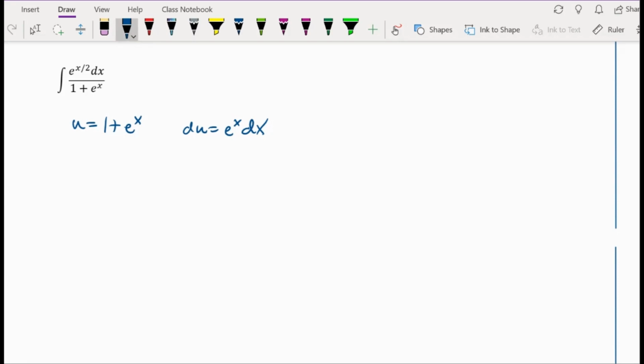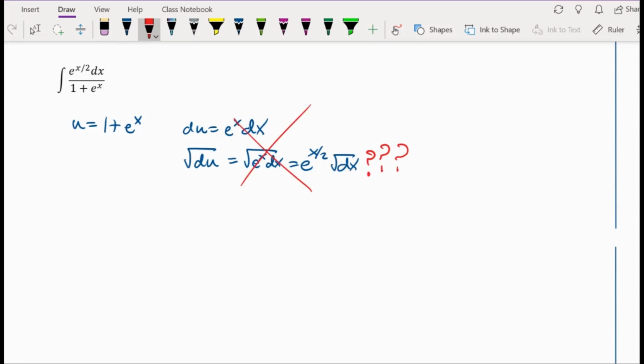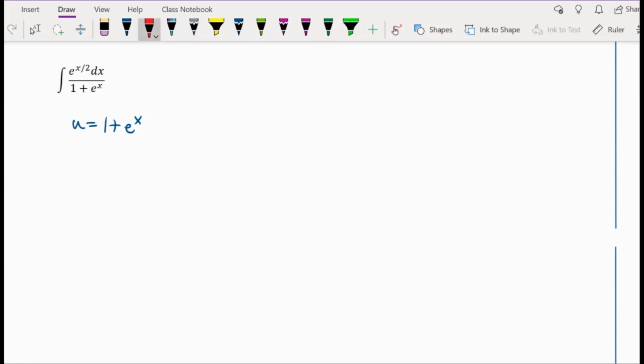Some people might say, oh, well, e to the x over 2 is the square root of e to the x, which is true. So you say, well, square root of du equals square root of e to the x dx, which equals e to the x over 2 square root of dx? None of this works. You can't have a square root of dx in your substitution, so this is not going to be the right approach. Let's do it the correct way.